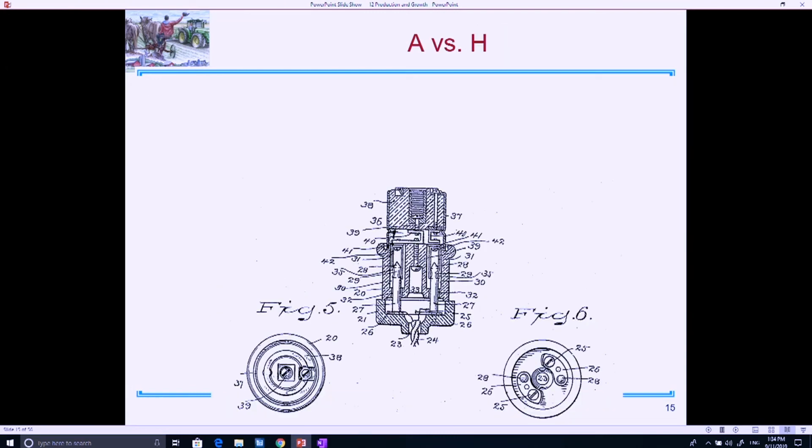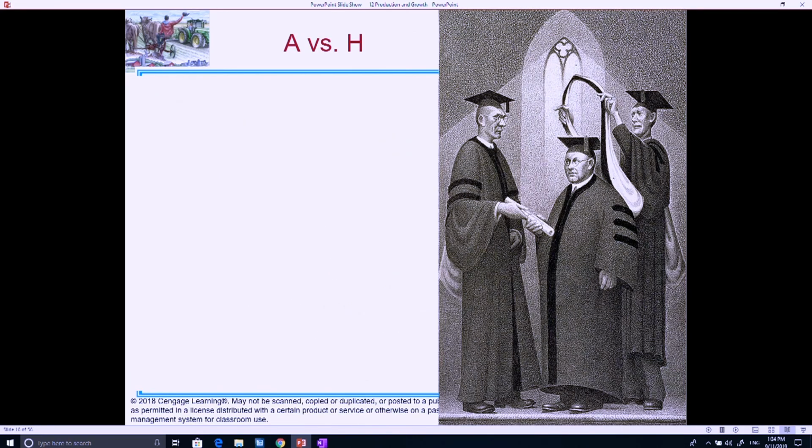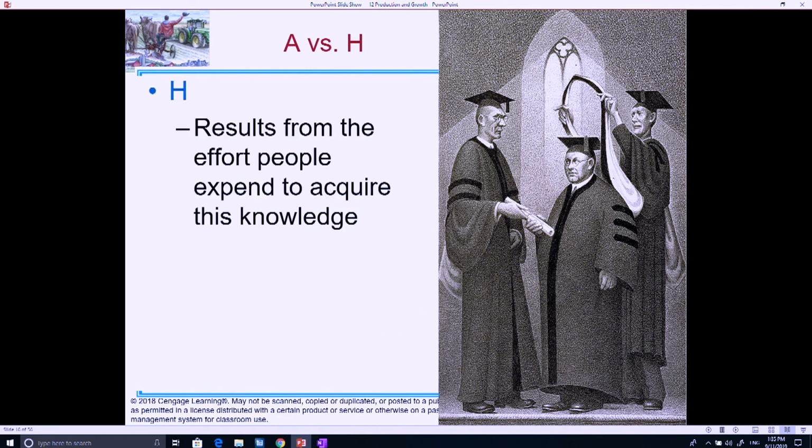So what's the difference between A, kind of this total productivity measure, and H, which is the education? A represents society's understanding of how to produce goods and services, such as a patent. Here's a picture of the very first electrical outlet patent. Once this patent is filed, it becomes public information. Once the patent expires, everyone can build upon it, or you can innovate off of it as well. This is knowledge that the entire economy has. Whereas human capital is knowledge that individuals have and possess. This results from the effort people expend to acquire this knowledge.